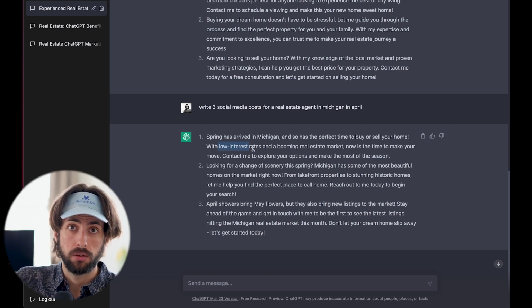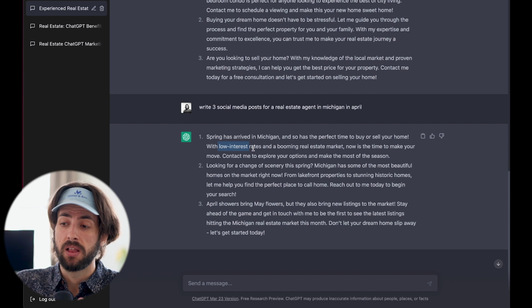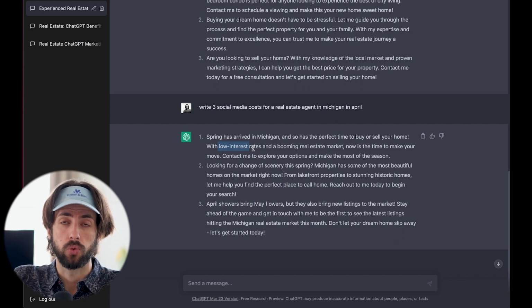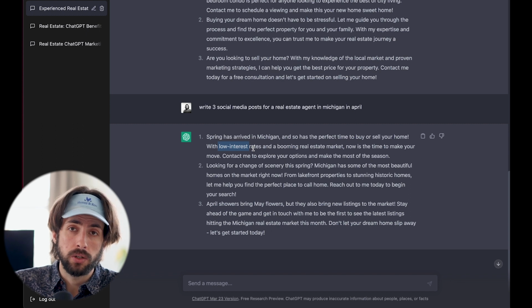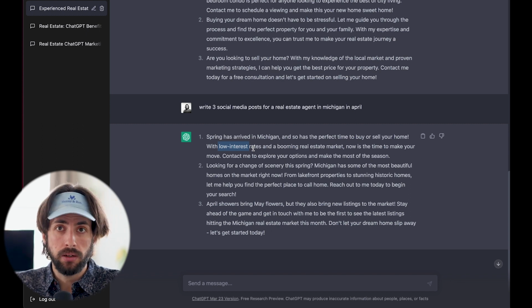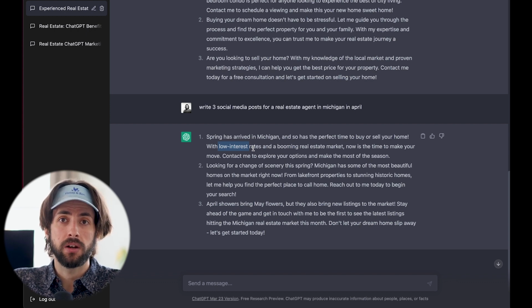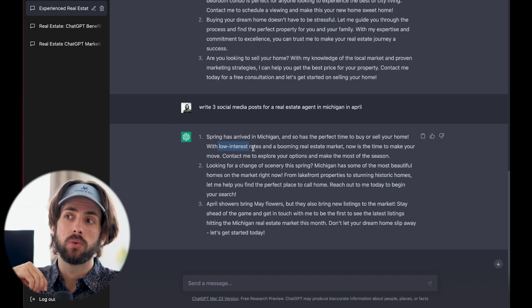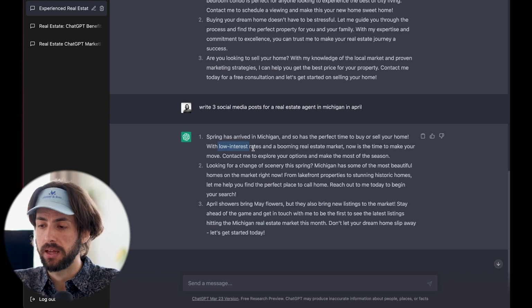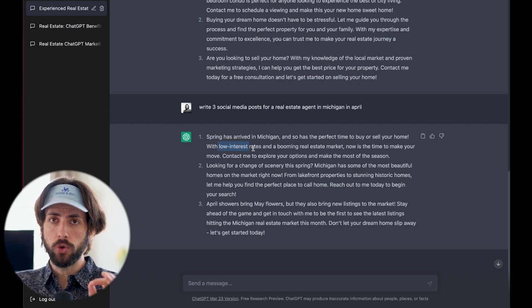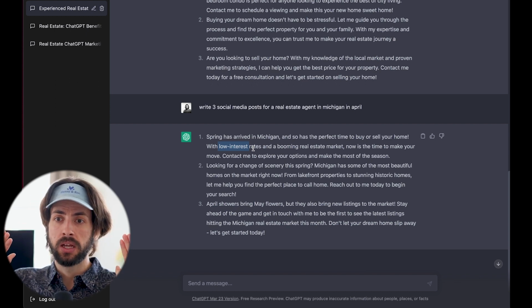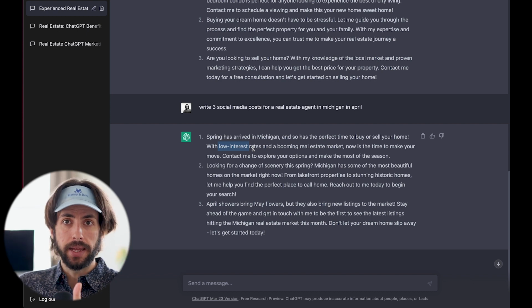Okay, clearly, boom, this is why you got to read stuff, because again, this is using data prior to 2021 when we had low interest rates. So keep that in mind. Maybe we don't use that one. Or you can say rewrite number 1 without interest rates or something like that in mind. If you can think it and figure out how to ask it, it can do it.